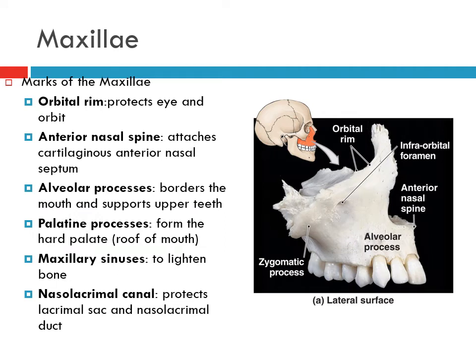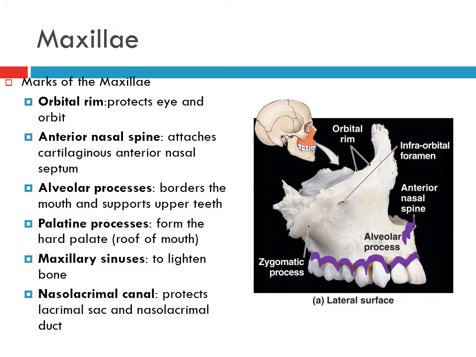So the orbital rim protects the eye. The anterior nasal spine is here, which attaches the cartilage. Actually, sorry, it's just this little point there. It attaches the cartilage of the anterior nasal septum. The alveolar processes are here. So that's what holds your teeth.